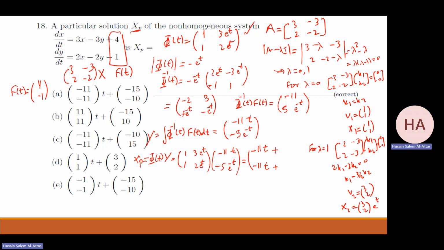That will be minus 15. And this is minus 10. Which is this one, very clear. Just a minus sign makes all of this problem. Alhamdulillah, none of the answers are there. Okay, that's good.